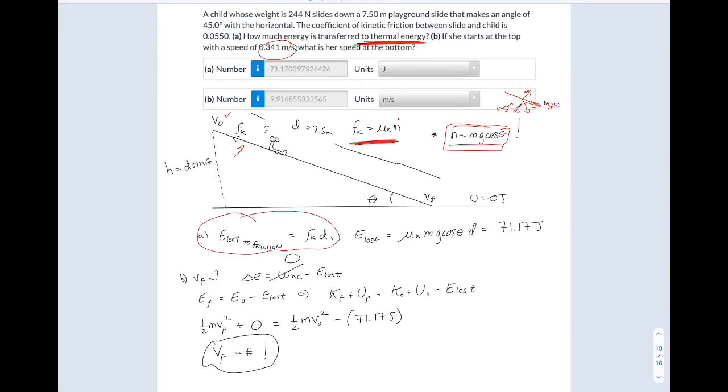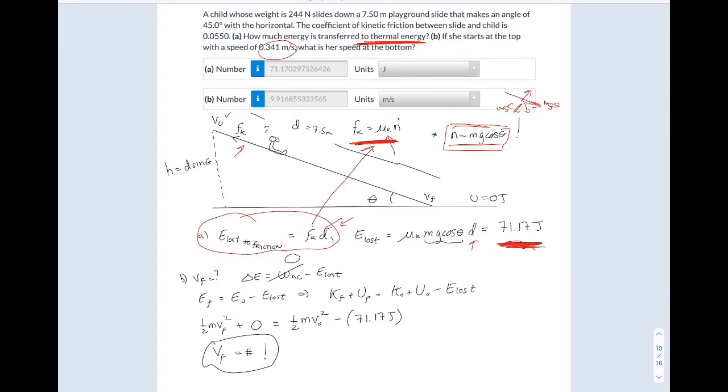Energy lost to friction is F sub k d, and F sub k is mu sub k n, and n is mg cosine. So here I have mu sub k n, but don't forget the d. There's the d right there. I put that in, and that gives me my energy lost or dissipated by the kinetic friction force that gets converted into heat. Person gets warm, ramp gets warm.